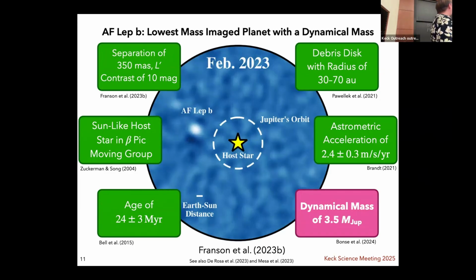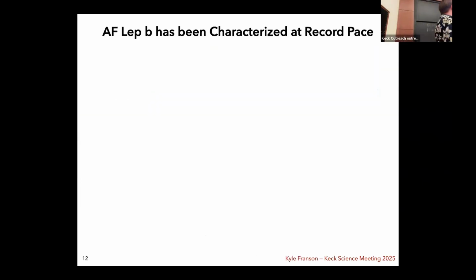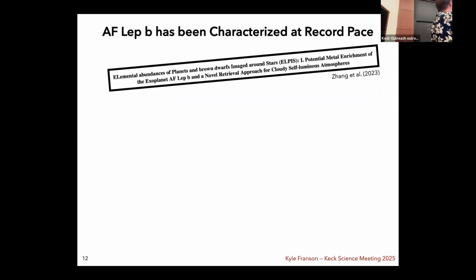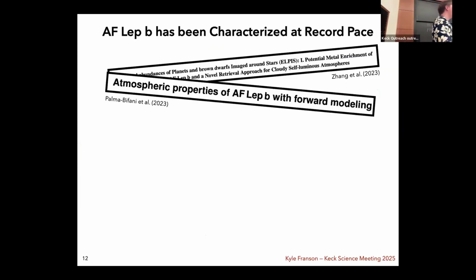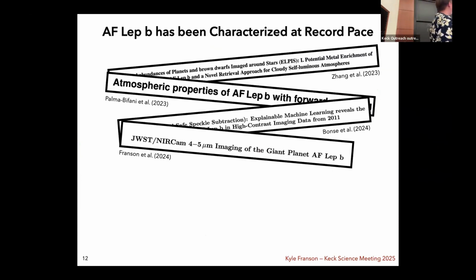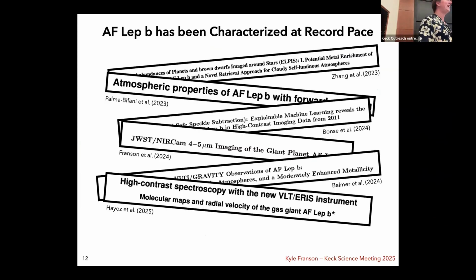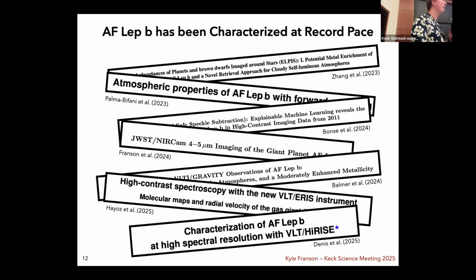And so since this discovery, AF Lep b has been rapidly characterized by the community. We actually saw some results that are about to come out from Dino's talk, but there's also been dedicated retrieval studies of the atmosphere, forward modeling of the atmosphere, recovery of this planet in archival NACO data from 2011, JWST observations of the planet, GRAVITY observations of the planet, high-resolution spectroscopy of the planet. It's been really remarkable to see how the exoplanet imaging community has been able to characterize this discovery made with Keck.